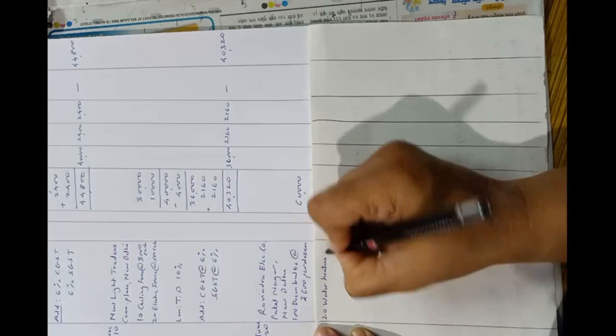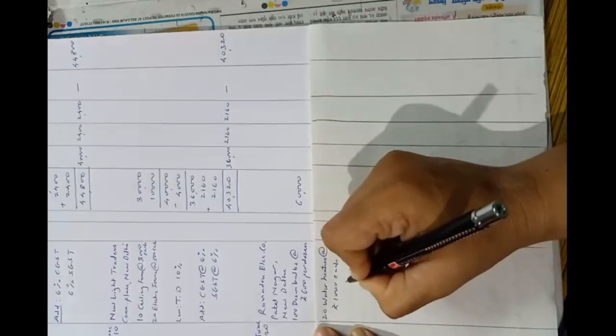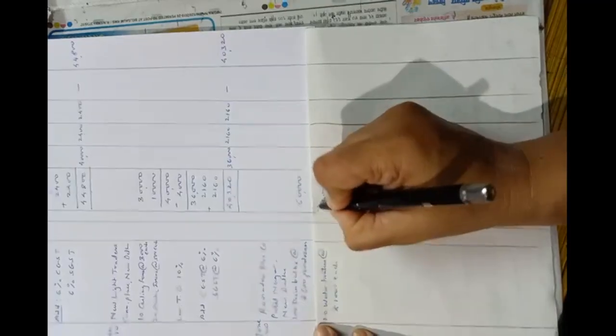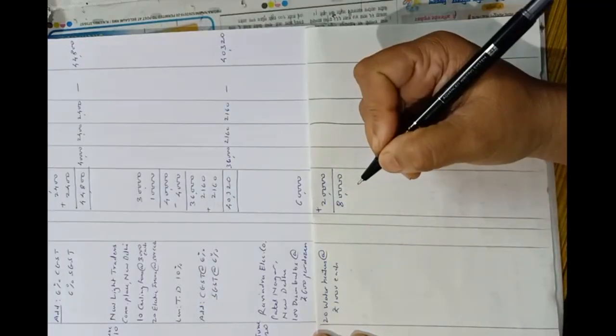20 water heaters at rupees 1000 each. So 20 into 1000, it will be 20,000. Okay, 60,000 plus 20,000, it is 80,000, and trade discount is 25%. So less trade discount 25%. 25% of 80,000 is 20,000. So it is 60,000.